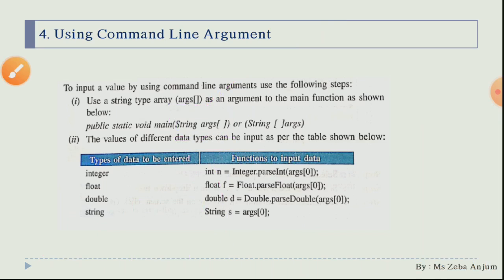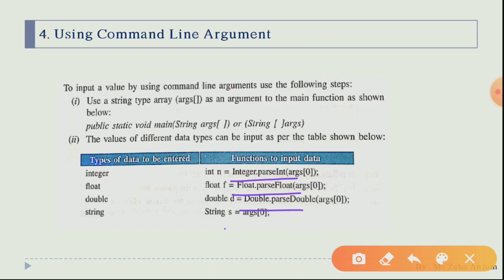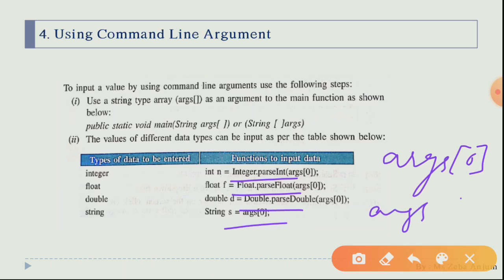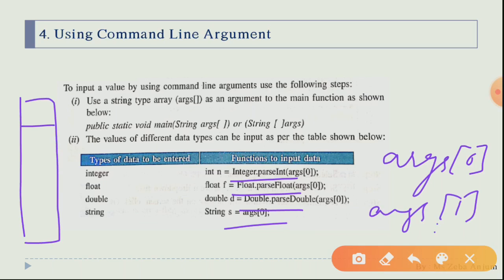Okay, now regarding this command line argument also we are having some functions. Now see over here, parsing we have to do as we are doing in our buffer reader or input stream reader, but in bracket you will be using what, args 0, args 1 and so on. Okay, why this 0 and 1, see over here I told you array क्या होता है, एक continuous memory allocation होता है.